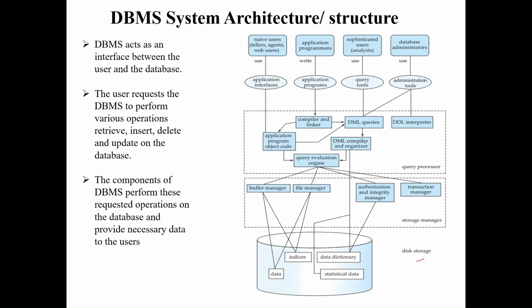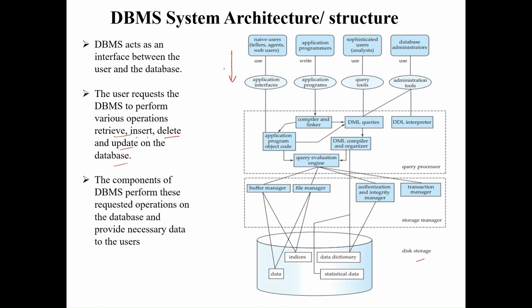So DBMS acts as an interface between the users and the database. The user requests the database. Here, DBMS performs various operations like retrieve, insert, delete, and update on the database. So through DBMS, the user can interact with the database. The components of the database management system perform these requested operations on the database and provide the necessary data to the users. We can see in this diagram that there are various components of the DBMS system architecture.